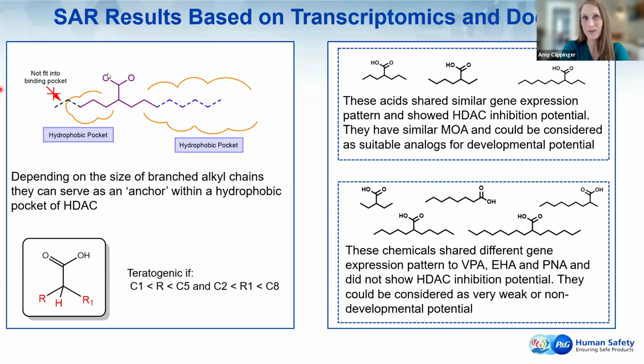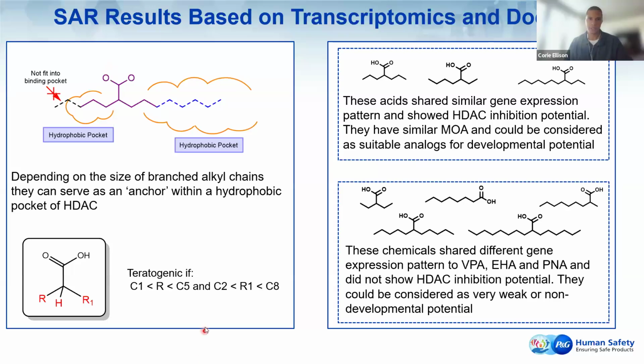Okay, on one of your slides, you stated teratogenic if C1 is less than R is less than C5 and C2 is less than R1 is less than C8. Assuming you remember which slide that is, does this number account for the total carbon number, or is it the backbone chain length?